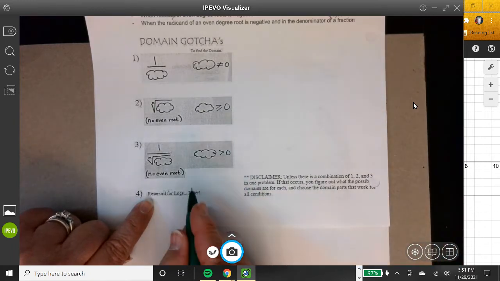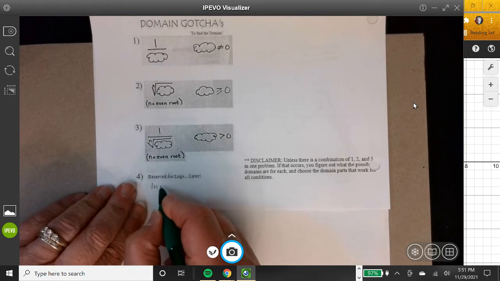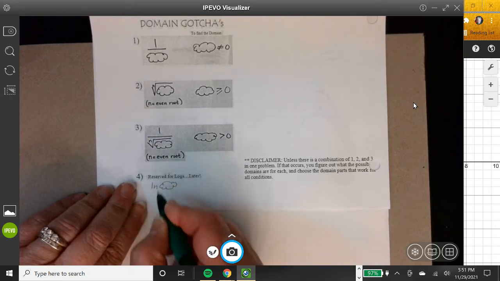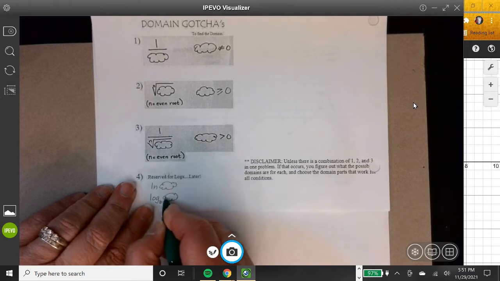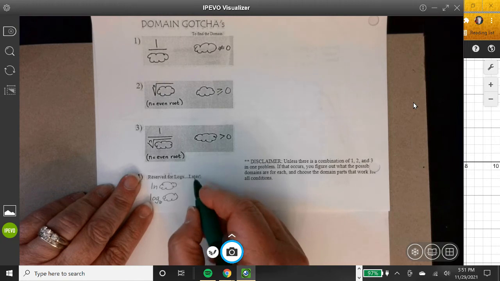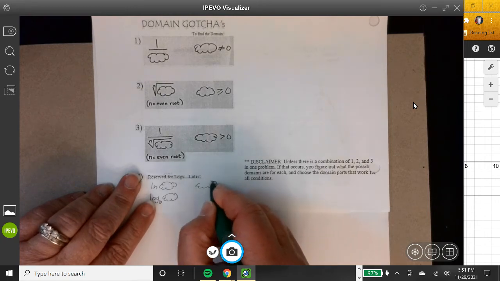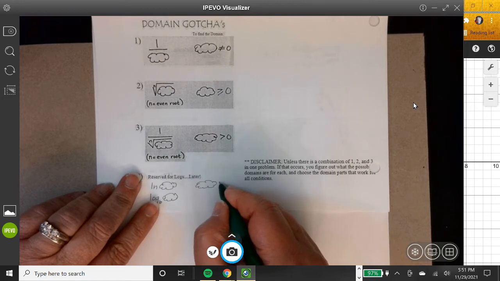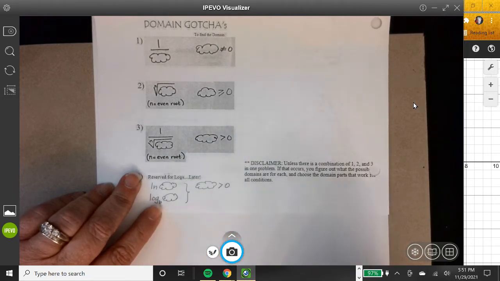Now it says later, but we're going to talk about it right now. You can't take the natural log or the regular log base b of a number that is less than or equal to 0. So when you want to find the domain, you're going to set the white puffy cloud, or the log argument, greater than 0 in both of these cases.